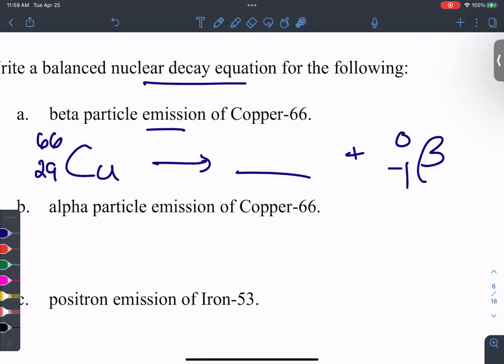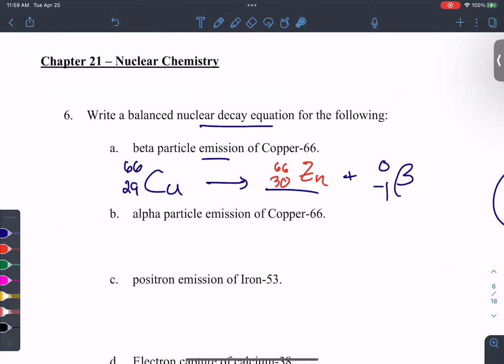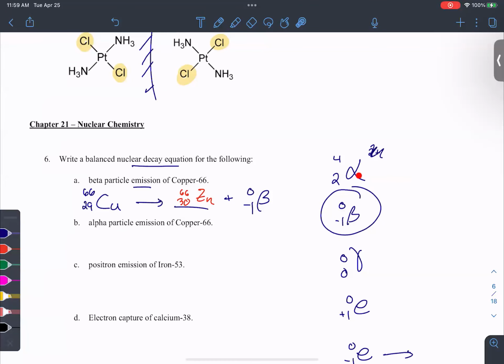So the mass number of our product has to be 66. And then how many protons does our product have? 30, yep. And then what is that? Zinc, yep, that's it. Okay, and so you can do that for all of these. Alpha particle emission, your product is an alpha particle. Find the missing piece. Positron emission, so you understand that this is your positron, 0 +1 electron.